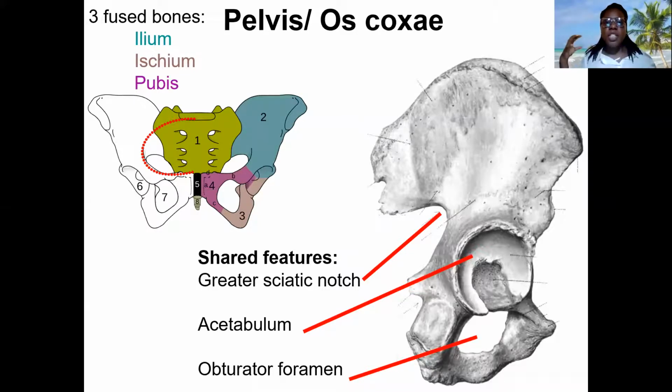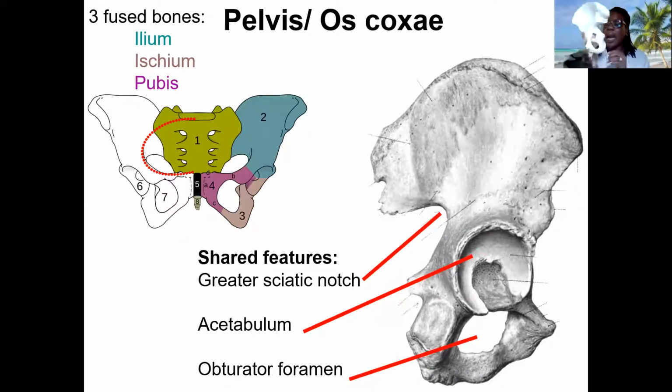We'll first look at some of the features shared between all 3 of these bones, and then we'll look at some of the features unique to each of these bones. The shared features are going to be the greater sciatic notch. Looking at the posterior aspect of the hip bone, we can see this nice large notch, which eventually gets closed off with ligaments and is a passage for some important structures. This is called the greater sciatic notch.